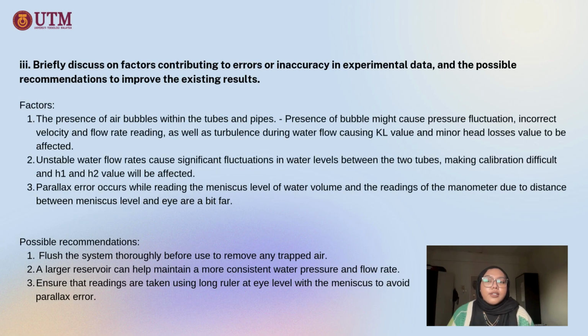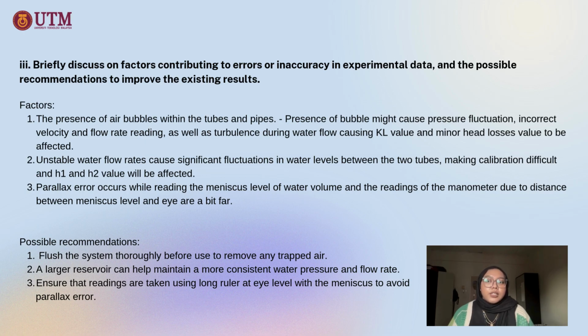For the third question in the discussion, we have to briefly discuss factors contributing to errors or inaccuracy in experimental data and the possible recommendations to improve the existing results. So, we came up with 3 factors that might be affecting our data. The first one is the presence of air bubbles within the tubes and pipes. The second one is unstable water flow rate, causing significant fluctuations in the water level between the tubes and making calibration difficult. The third one is the parallax error that occurs while reading the meniscus level of water volume and the readings of the manometer.